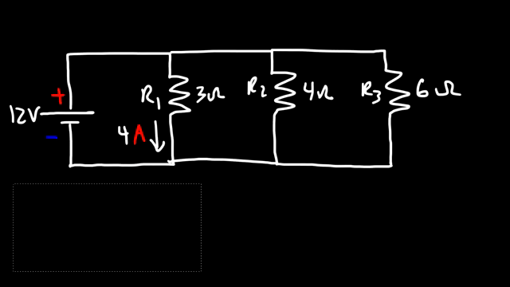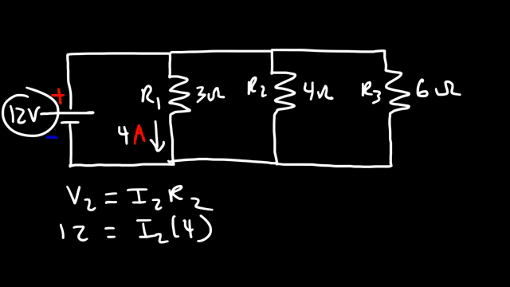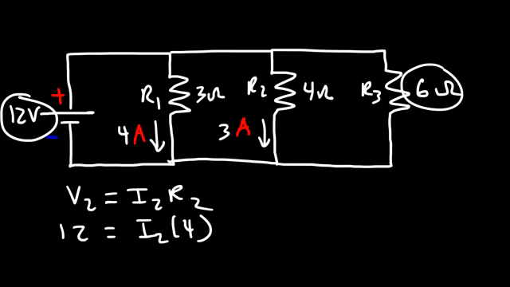Now let's do the same for R2. So let's use the formula V2 is equal to I2 times R2. It's basically Ohm's law but with different subscripts. So V2 is still 12 and R2 is now 4. So it's going to be 12 divided by 4, which will give us a current of 3 amps. Now to calculate I3, it's going to be 12 divided by 6, following the same pattern, and so that's a current of 2 amps.